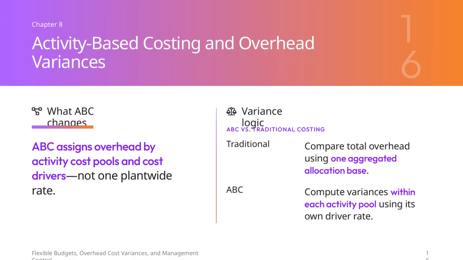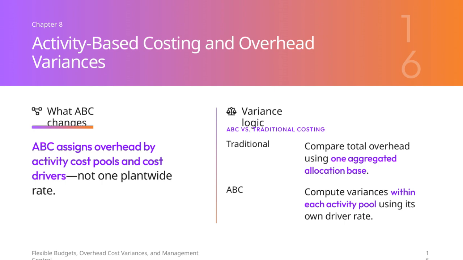Now, let's focus on how activity-based costing, or ABC, changes the way we assign overhead costs. Unlike traditional costing, which uses a single plant-wide rate to allocate overhead, ABC breaks overhead into different activity cost pools and assigns costs based on specific cost drivers for each activity. This approach gives us a more precise understanding of where costs are actually incurred.